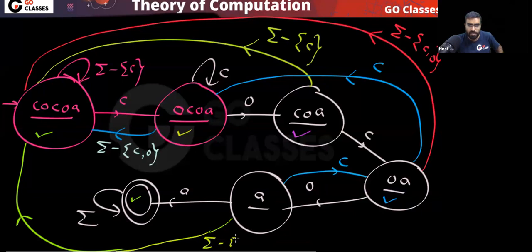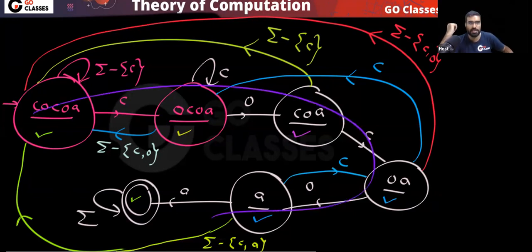For any symbol other than C, A. Okay, so this is your DFA. This is your minimal DFA on your screen. Is this clear? Please tell me. So you can notice, ultimately, the answer is 6.